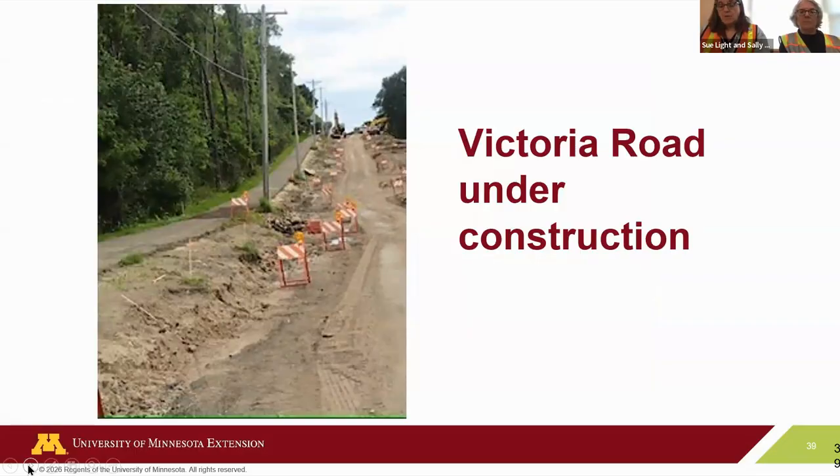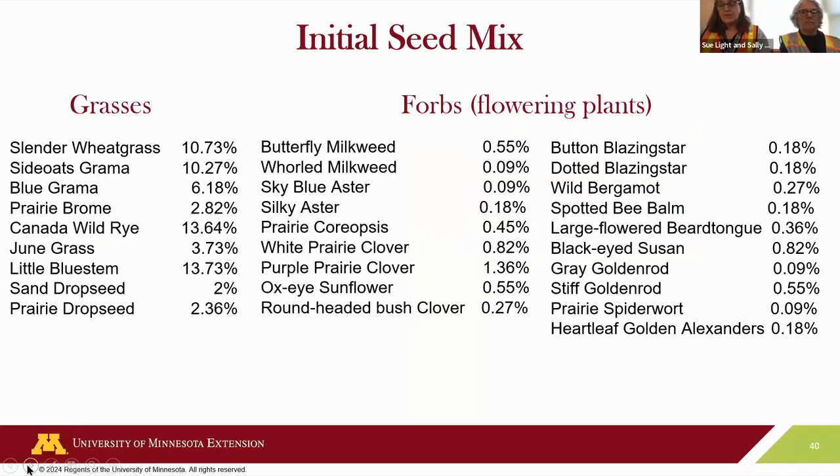The city removed the boulders and the other material, followed by grading before the initial seeding in 2015. The initial installation in 2015 was a planting of a Minnesota Department of Transportation roadside seed mix containing 9 grasses and 19 forbs, which are flowering plants. This list can be shared with interested participants, but the mix may have changed in the last 10 years. No plugs were planted at that time.